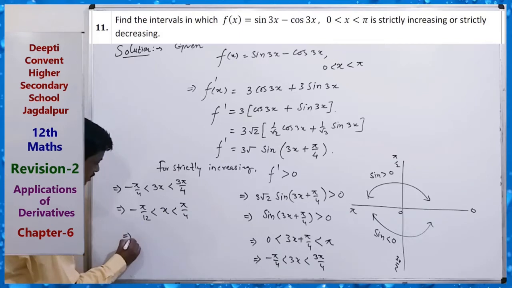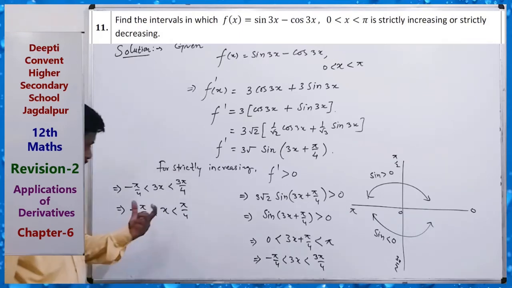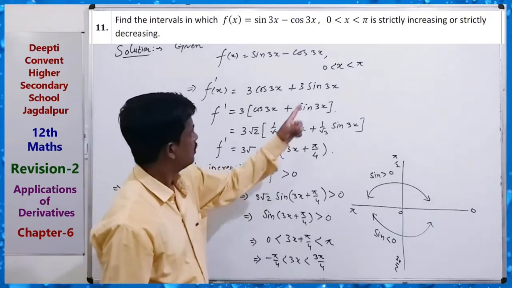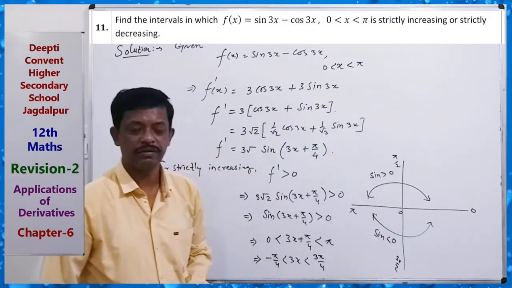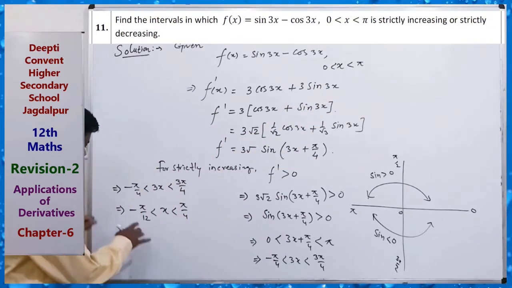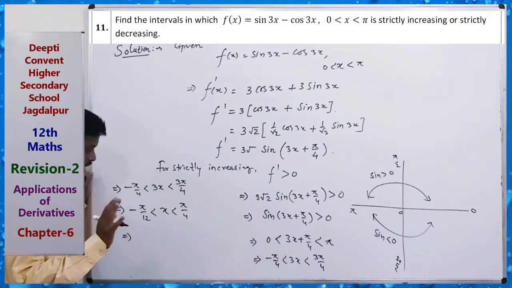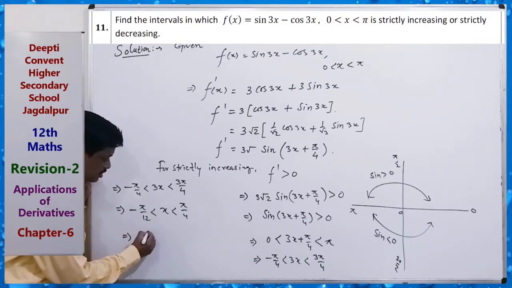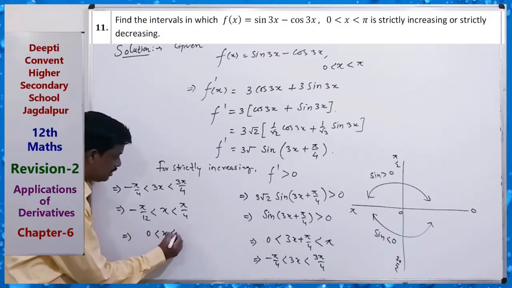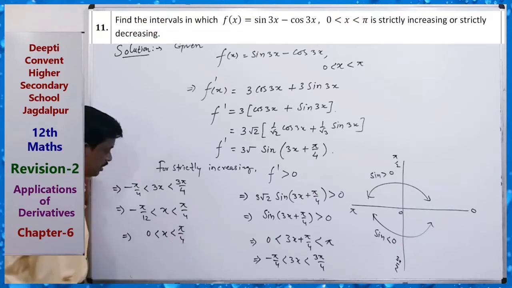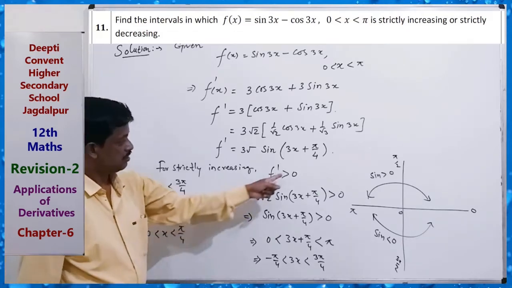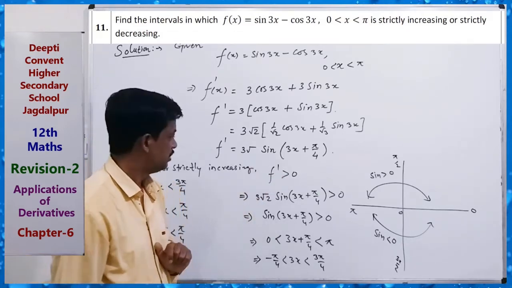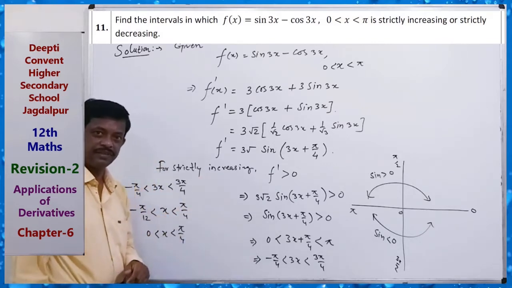The value should be between the interval 0 to pi. So here the negative value is not allowed. So 0 is less than x, which is less than pi by 4. In this interval the function is strictly increasing. Clear?